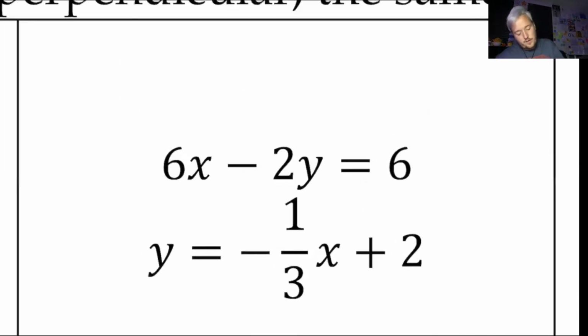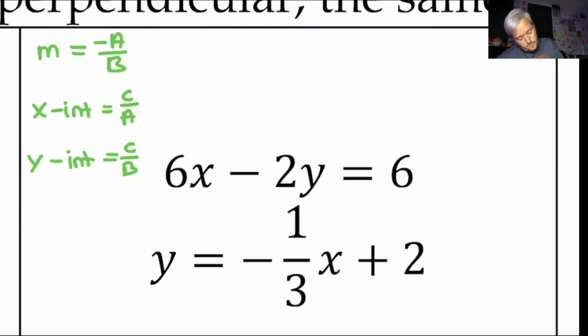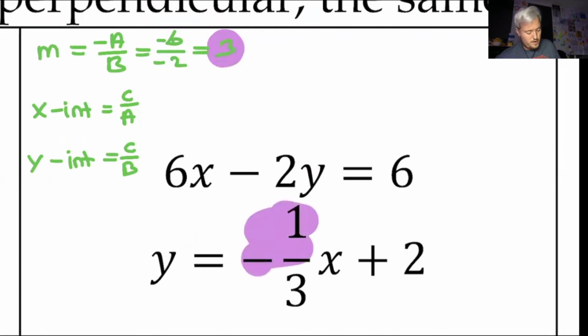So one thing you can do for this one is you actually can just do the trick. So the slope is the opposite of a over b. The x-intercept is c over a, and the y-intercept is c over b. All right, so my slope is going to be the opposite of 6, so negative 6 over negative 2, which is a positive 3. So if you look here, positive 3 and negative 1/3, those are opposite reciprocals.